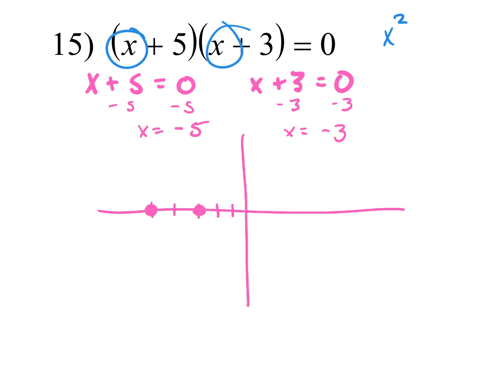So what is the end behavior of a positive x squared graph? Up and up. Because it's positive, so the right arrow goes up, and it's even, so they go in the same direction. So up and up. And then just connect them down below.